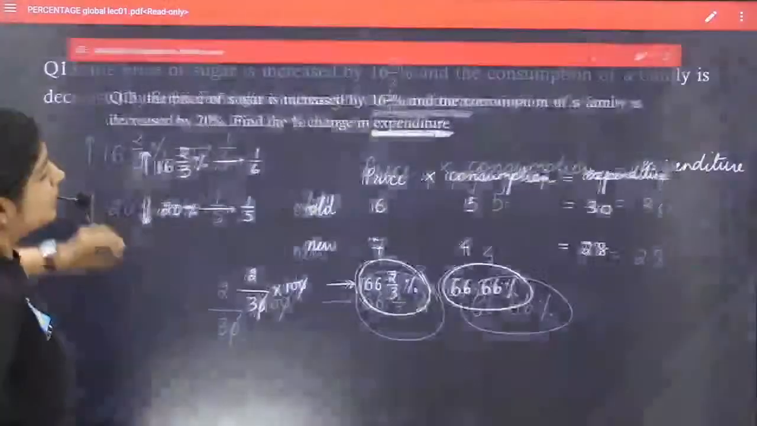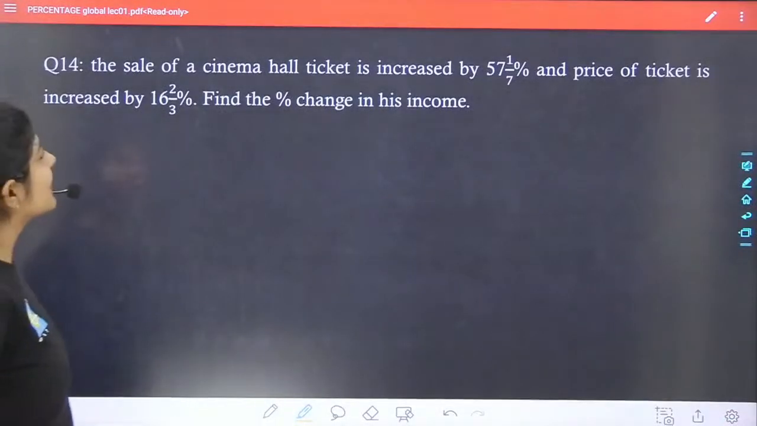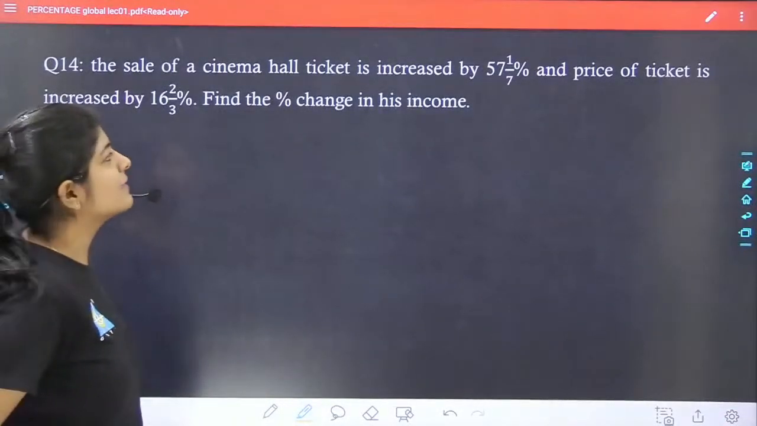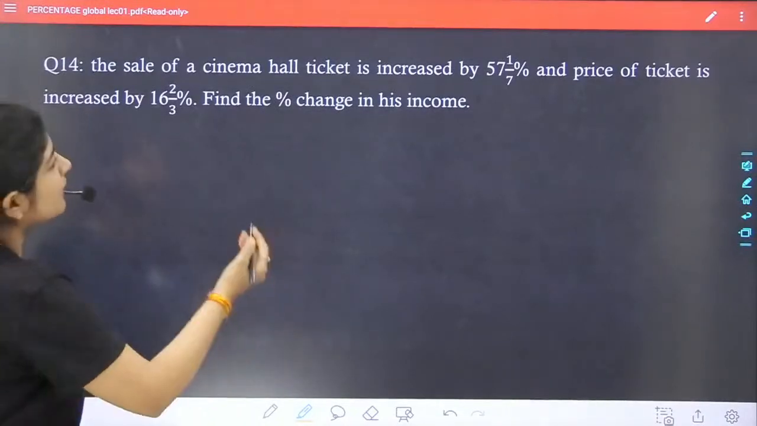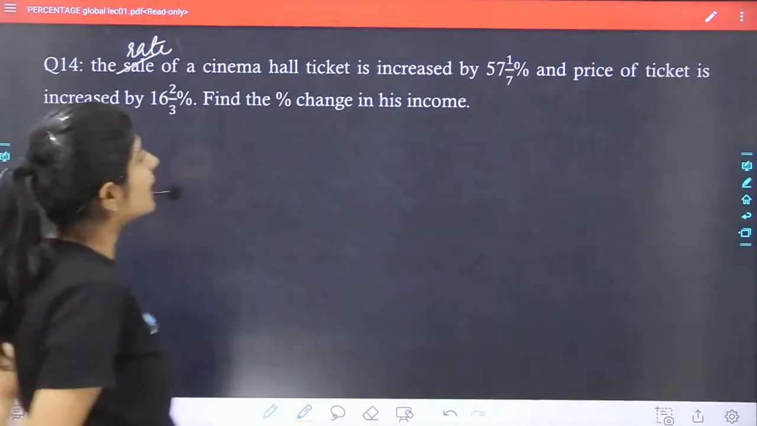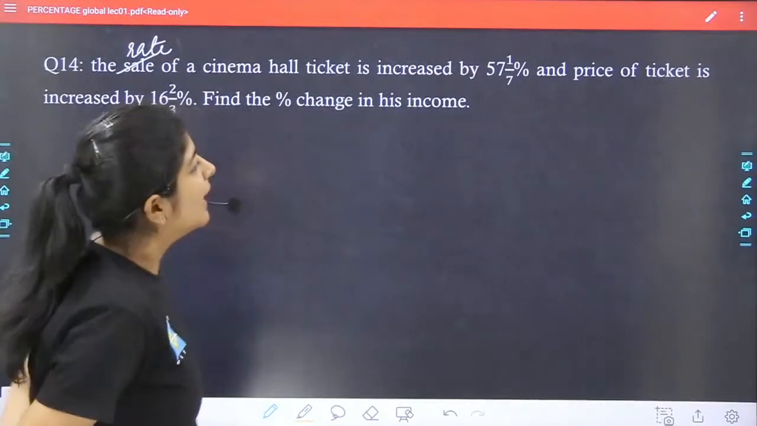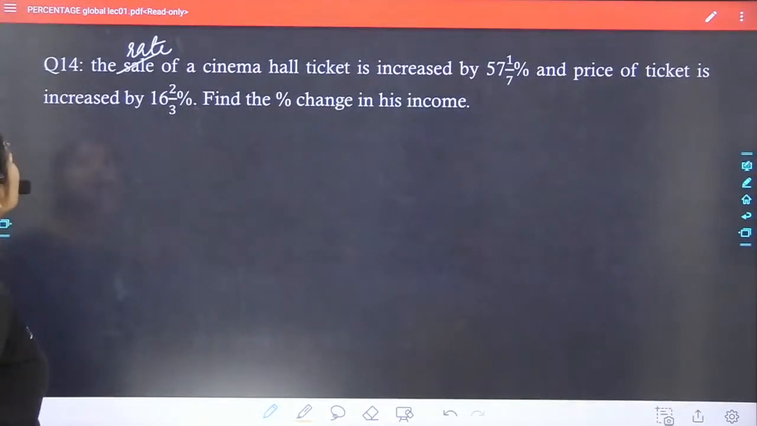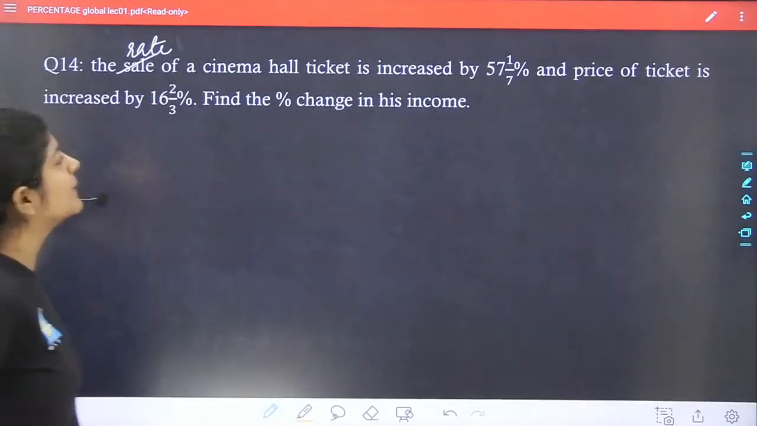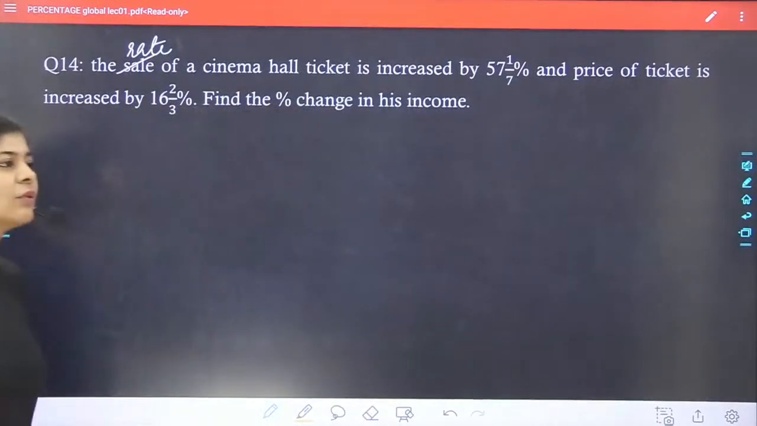Okay. Now let's move to the last question of today's session. The rate of a cinema hall ticket is increased by 57 1 by 7% and the price of ticket is increased by 16 2 by 3%. Find the percentage change in the income. We have to calculate the percentage change in the income of the cinema hall.